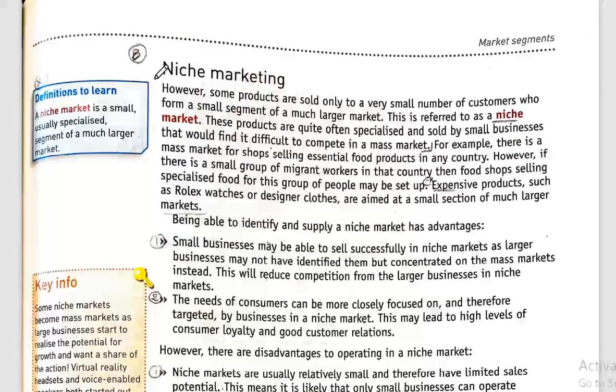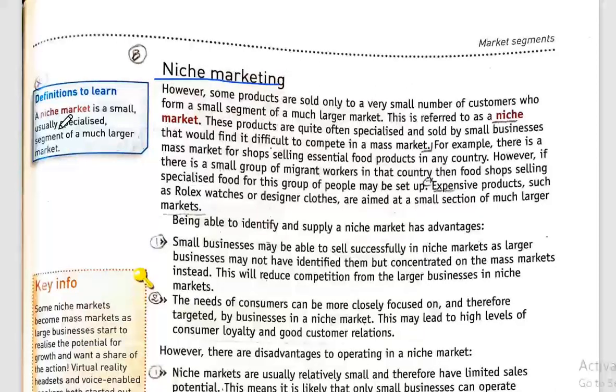Here we have niche marketing and we have niche market. So what is meant by niche market? It's a small, usually specialized segment of a much larger market. So we have mass market and then we have a specific specialized segment, which is niche market.